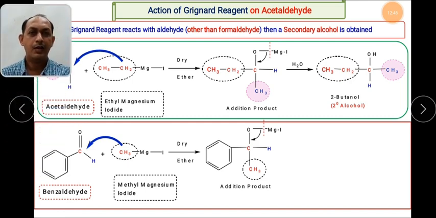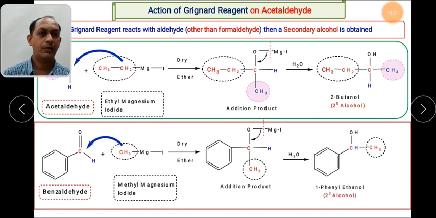Let us take the aromatic aldehyde. So we have taken benzaldehyde. So what will happen when benzaldehyde is attacked by methyl magnesium iodide? This CH3 group from the Grignard reagent will attack the carbonyl carbon. Then you will get the formation of this addition product. This particular CH3 is coming from the Grignard reagent. This hydrogen is already attached to the carbonyl carbon, and this is the addition product which undergoes hydrolysis, and what product will you get?